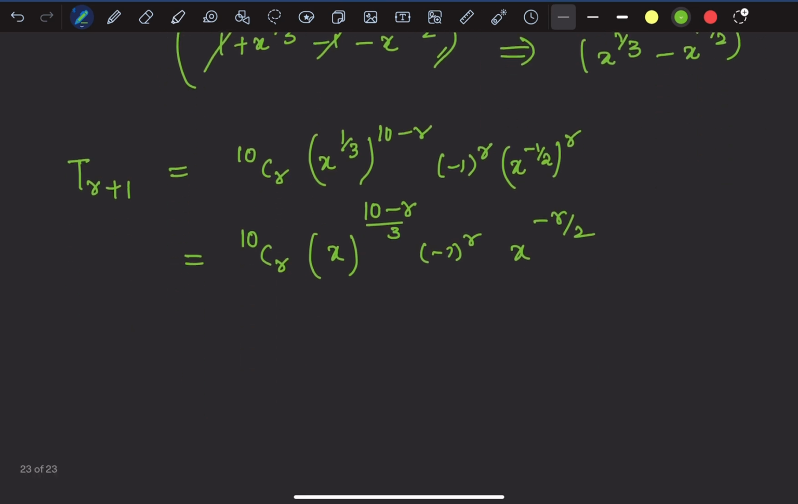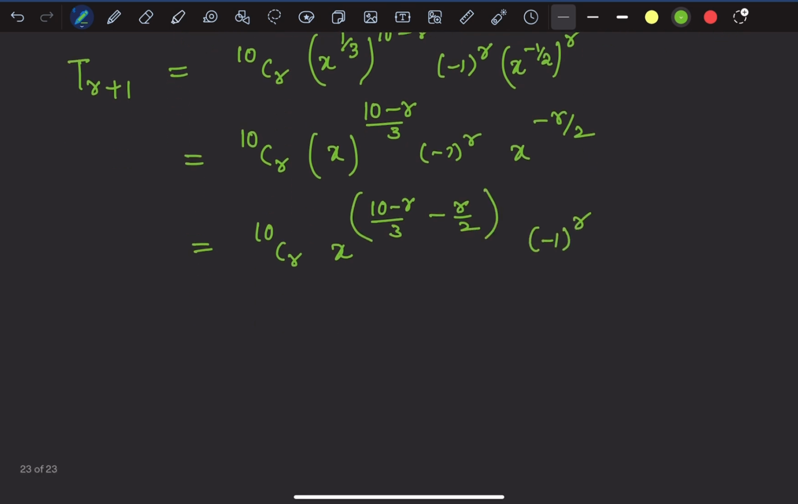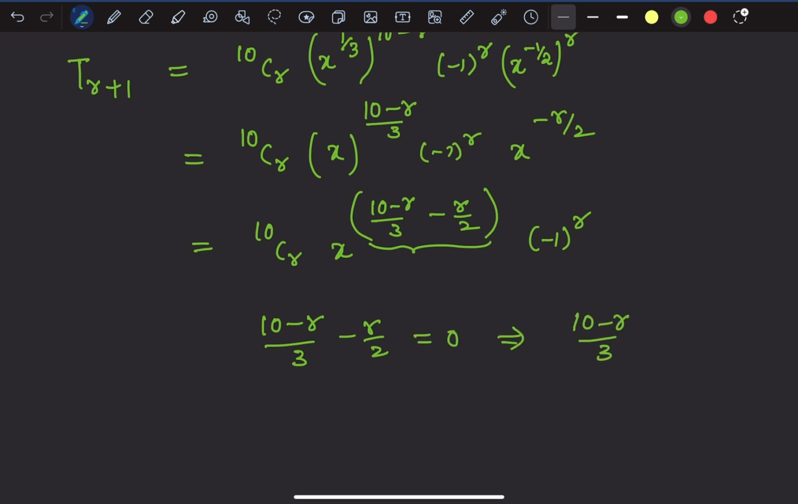So we have to find the term independent of x. So let us calculate the power of x here. This is 10Cr x to the power (10 minus r)/3 minus r/2. This is the power of x, and then (minus 1) whole power r. If we have to find the term which is independent of x, this particular power has to be 0. So (10 minus r)/3 minus r/2 has to be 0. This implies (10 minus r)/3 is equal to r/2. So 20 minus 2r is equal to 3r. So 20 is equal to 5r and r is equal to 4.